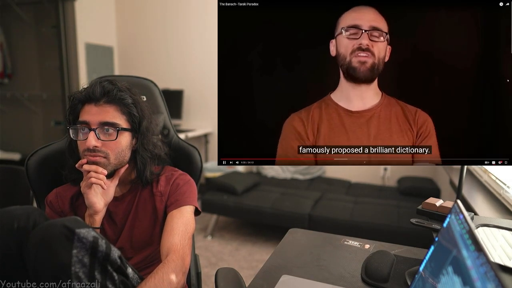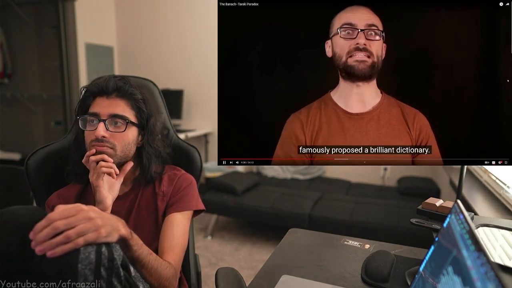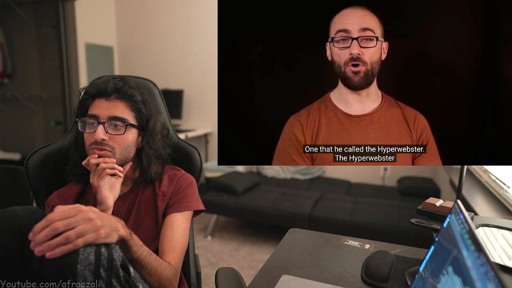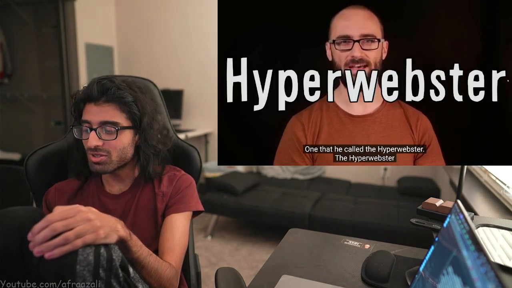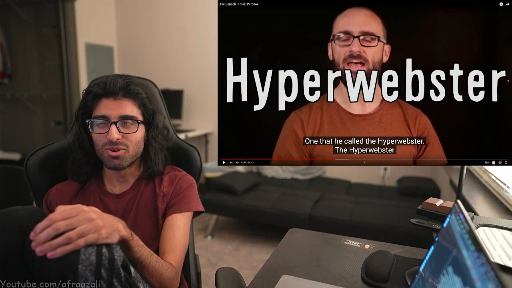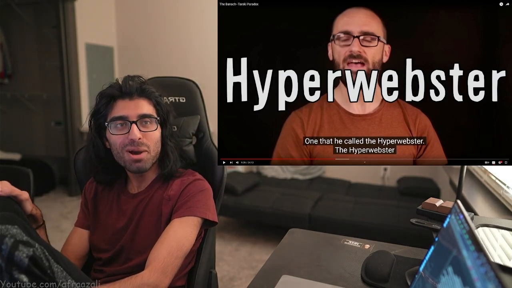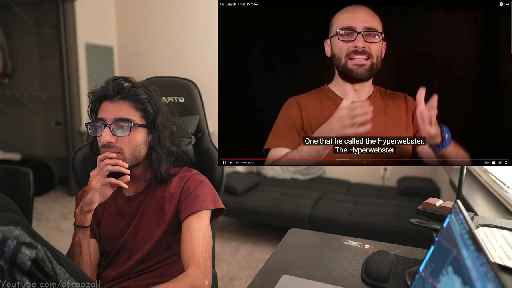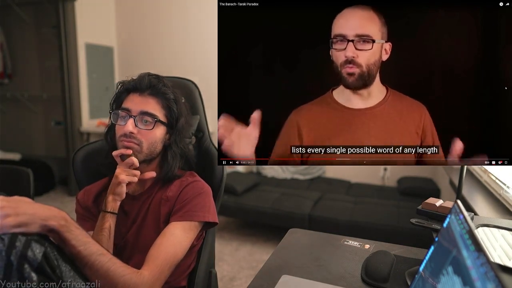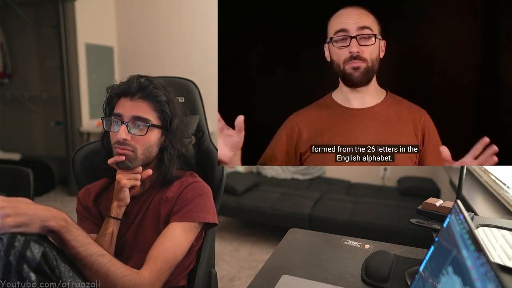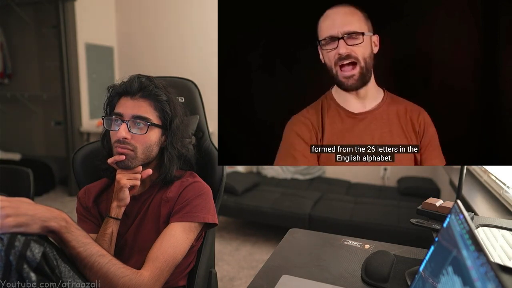Ian Stewart famously proposed a brilliant dictionary, one that he called the Hyperwebster. Oh, I thought it was the Dictionary of Babel, or like the Babel dictionary. Yeah, the Library of Babel, that's what it is. The Hyperwebster lists every single possible word of any length formed from the 26 letters in the English alphabet.